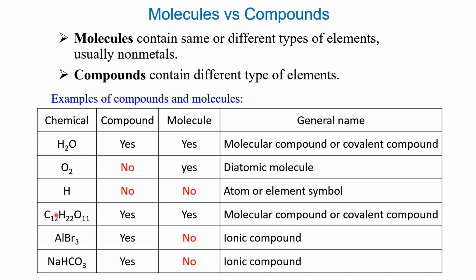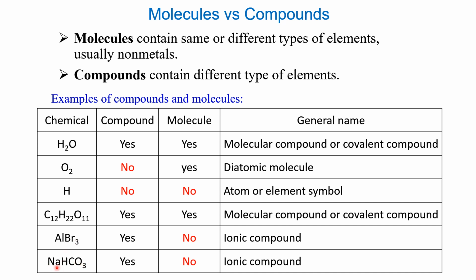This is table sugar. It is a compound of carbon, hydrogen, and oxygen. And since they are all non-metals, it is a molecule. So it is, again, a molecular compound or covalent compound. Aluminum bromide is a compound because you have two different elements, but it's not a molecule because it's an ionic compound, not a molecular compound. And because you have a metal and a non-metal here, or cation and anion.